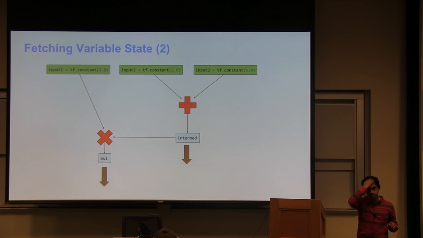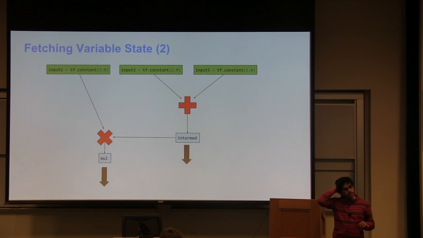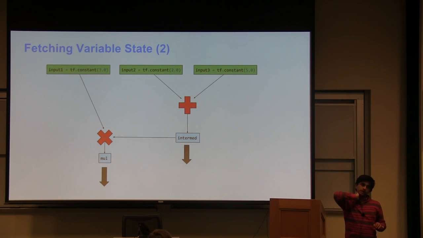Yes? So what if at one point in the computation we fetch intermed and then maybe 50 lines later, after some other steps, we decide to fetch mol? Does it efficiently keep track of what intermed was, or does it just start from scratch? I'm pretty sure it starts from scratch.